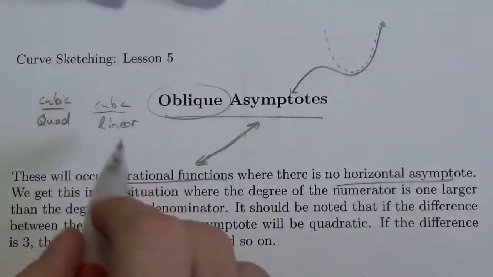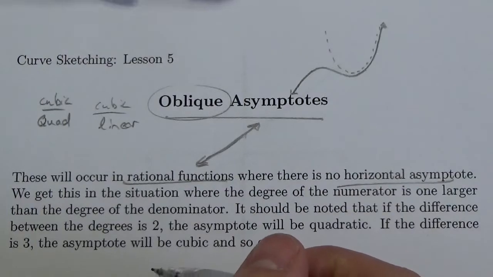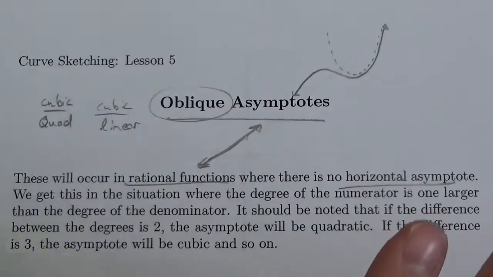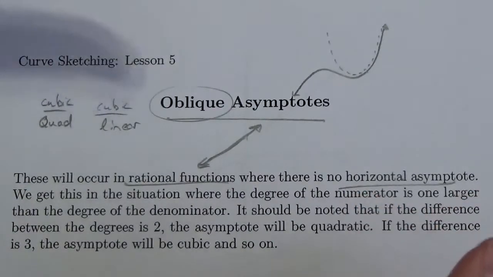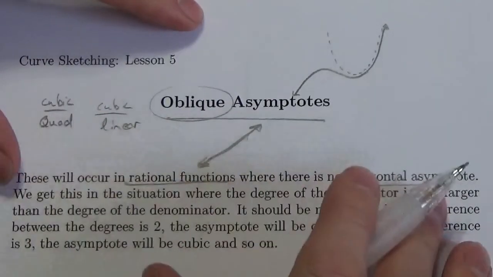If this was a quartic over a linear, then your asymptote would be cubic. Okay, so the difference in degrees means that you can have asymptotes of any degree. Now, just to allay your fears here, we're not going to get super complicated. We are only going to look at linear asymptotes.